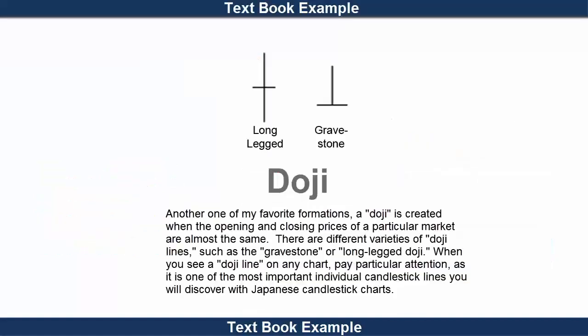Now let's look at some other candlesticks. Another one of my favorite formations, a doji, is created when the opening and closing prices of a particular market are almost the same. There are different varieties of doji lines, such as gravestone or long-legged doji. When you see a doji line on any chart, pay particular attention, as it is one of the most important individual candlestick lines you'll discover with Japanese candlestick charts.